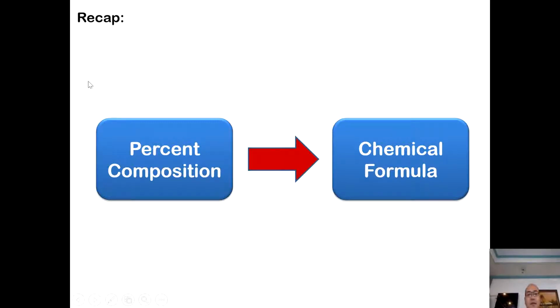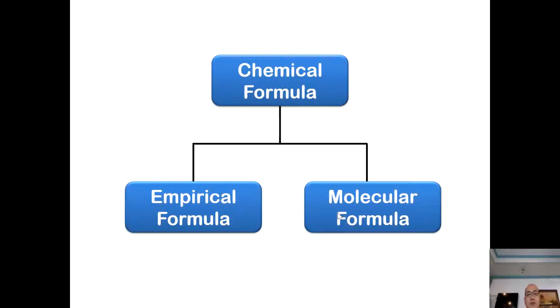But again, for this video tutorial, what we're going to discuss for the meantime is the general types of chemical formula. Generally speaking, when we say chemical formula, it has two types. The first type is the empirical formula, and the second type is the molecular formula. There are other types of chemical formula, but in this lesson, our discussion is only limited to empirical and molecular formula.